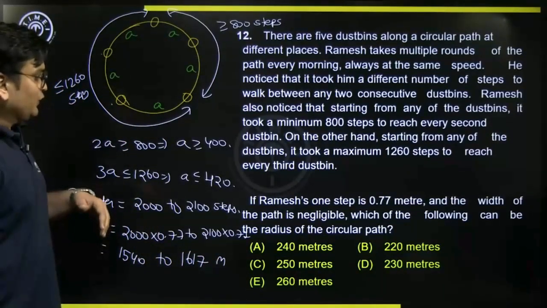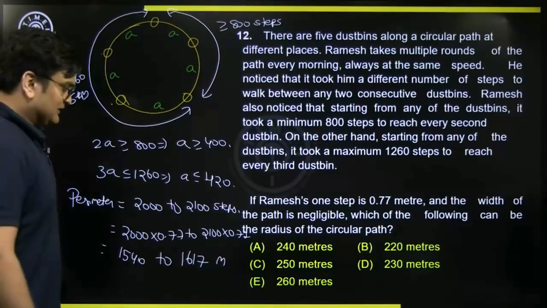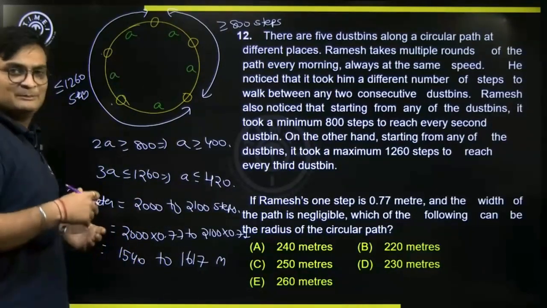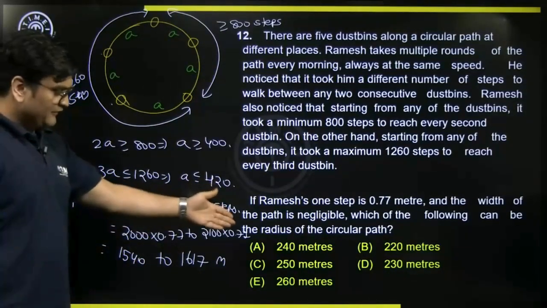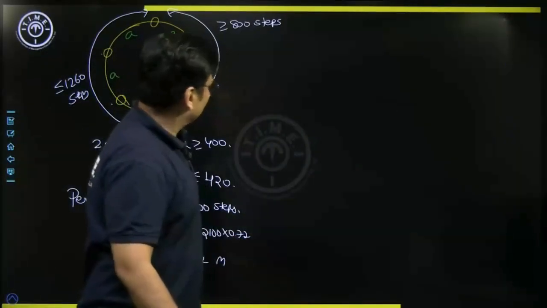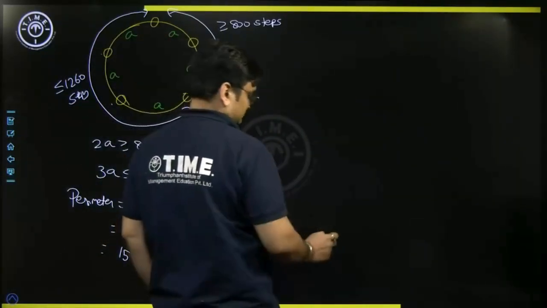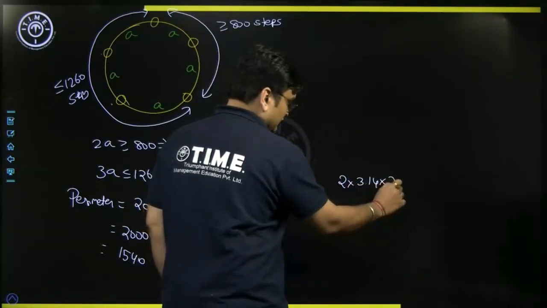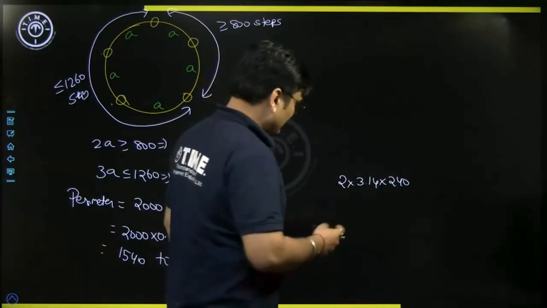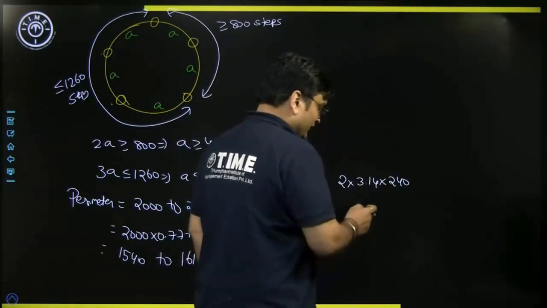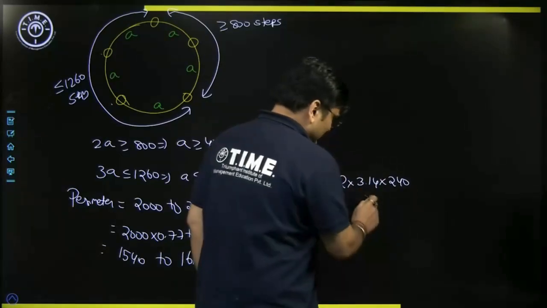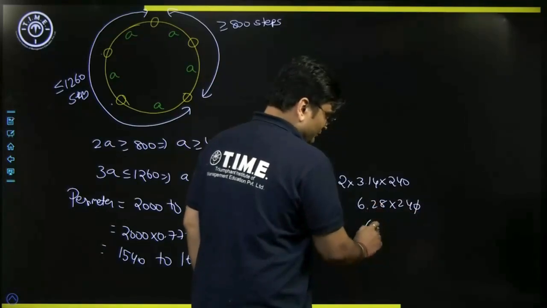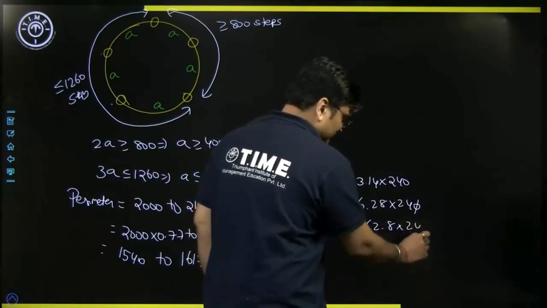Now he is asking us which of the following can be the radius of the circular path. So let's do one thing. Let's put in those values approximately and find the perimeter that we get. For example, if I go for an option like 240, observe, so 2 pi r into 240. What is the approximate value? Let's try to observe. So 2 into 3.14, pi is 3.14 approximately, 6.28 into 240 would mean 62.8 into 24.